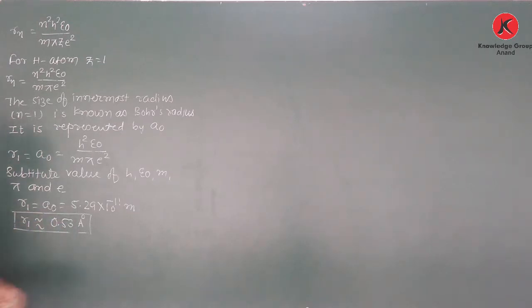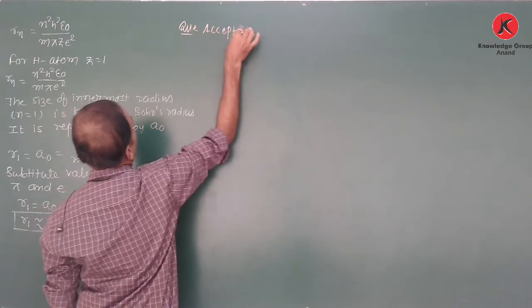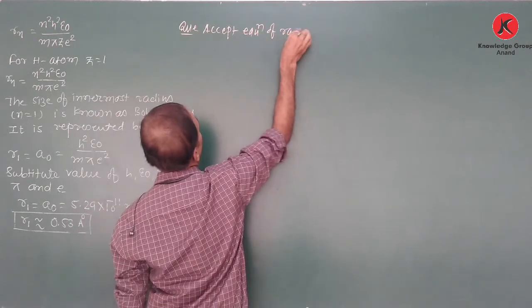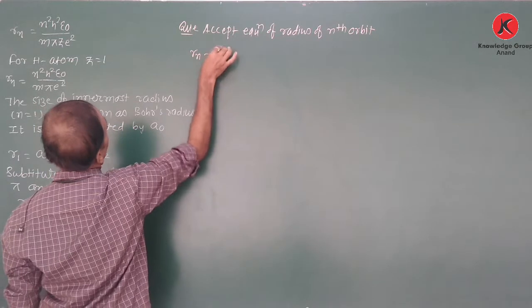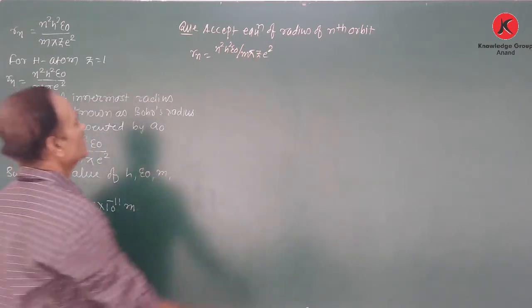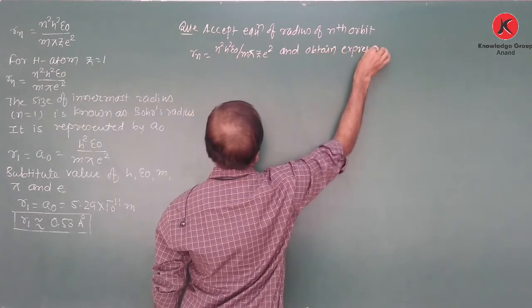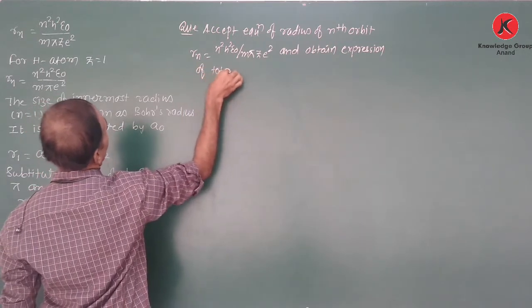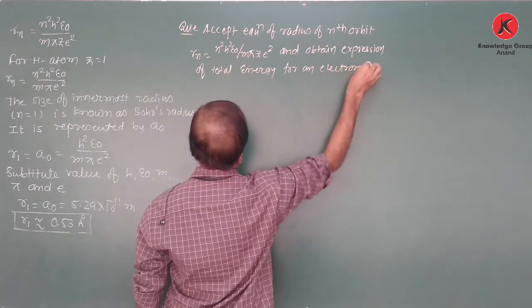Now the next question is that: accept the equation of radius of nth orbit, rn is equal to n square h square epsilon 0 upon pi m Z e square, and obtain the expression of total energy of an electron in nth orbit.